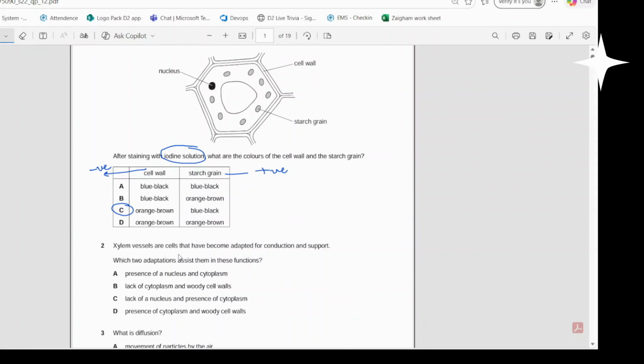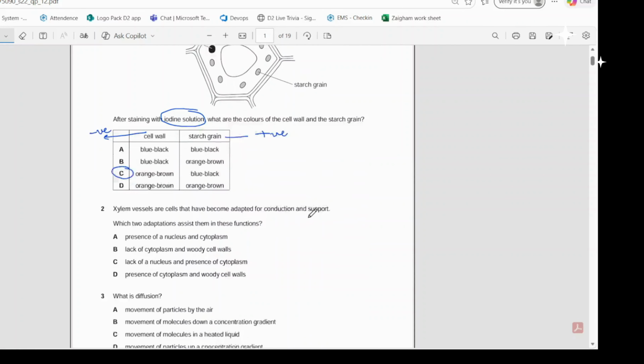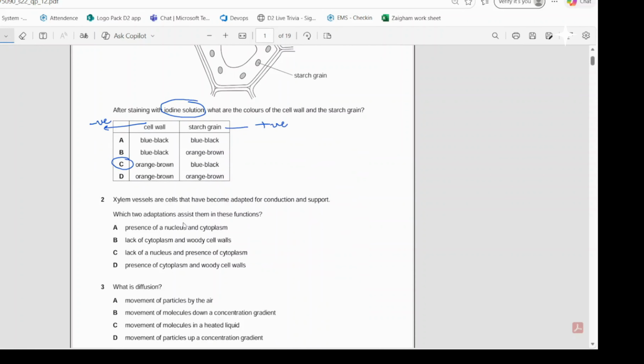Right. Xylem vessels are cells that have become adapted for conduction and support. Which two adaptations assist them in these functions, for conduction and for support? Lack of cytoplasm and woody cell wall. Correct. And why doesn't it have any cytoplasm? So the cells shouldn't be able to absorb any of the water that is being transported.